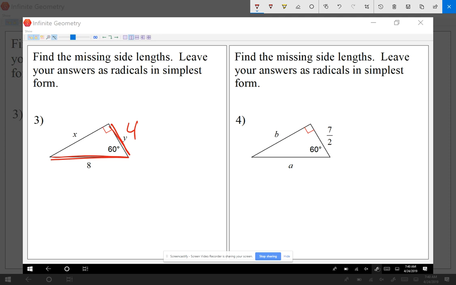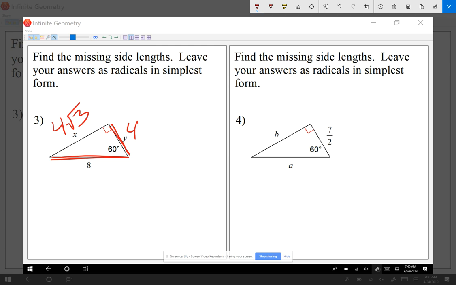If I was given the short side, in that case, multiply by 2 to get the hypotenuse. Now, for me to solve for x in question number 3, given that the small side is 4, I'm going to say x is 4 times radical 3. The short side multiplied by radical 3.